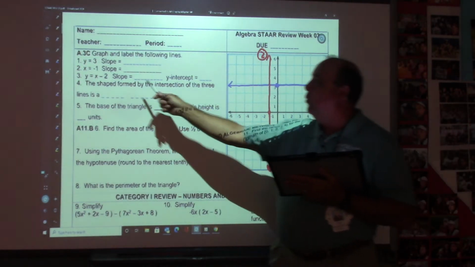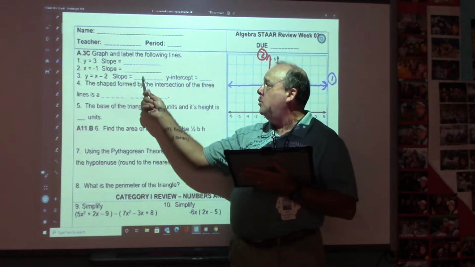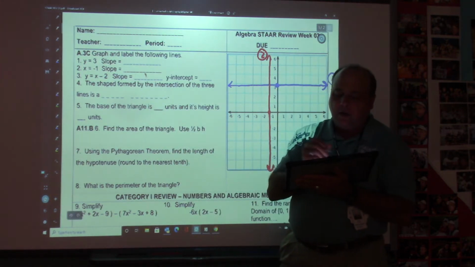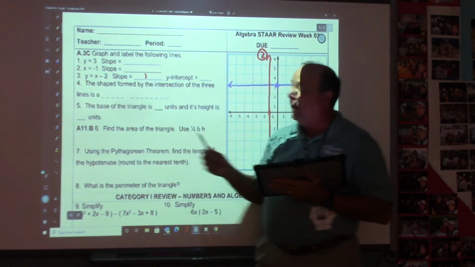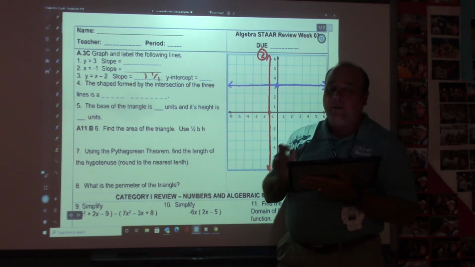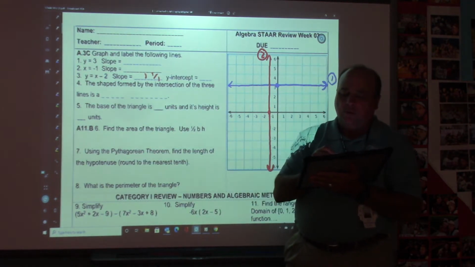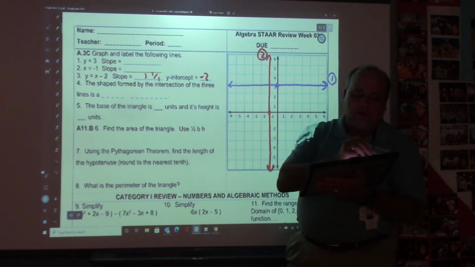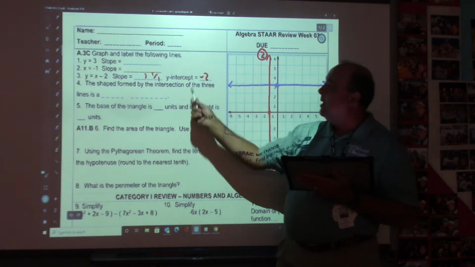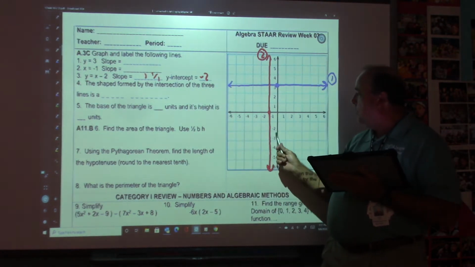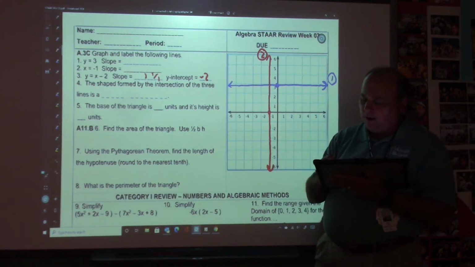Okay, and right here I got y equals x minus 2. I'm going to put my slope as 1 because there's nothing in front of the x. It's actually 1 over 1, right? Up 1, right 1. And my y-intercept is going to be -2. And let me do this in another color. So the first thing I'm going to do is draw a dot at -2 on the y-axis, right here.